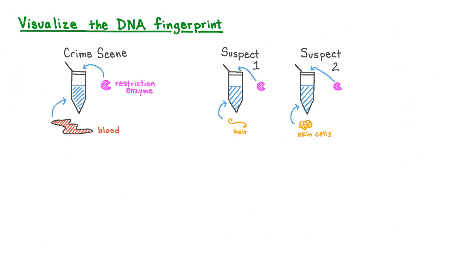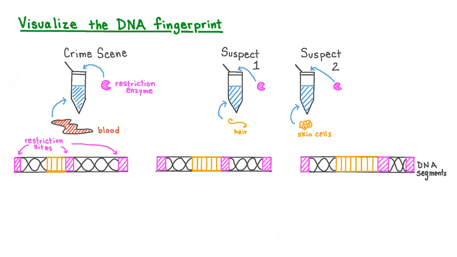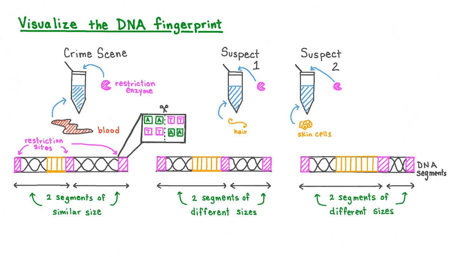Then we would add a restriction enzyme to each vial. A restriction enzyme is an enzyme that breaks the DNA at the locations of certain sequences of nucleotides called restriction sites. Because the enzyme will target sites in areas of non-coding DNA, which will vary in the number of repeats between the restriction sites, cutting DNA samples from multiple individuals at the same restriction sites will result in DNA fragments of very different lengths.